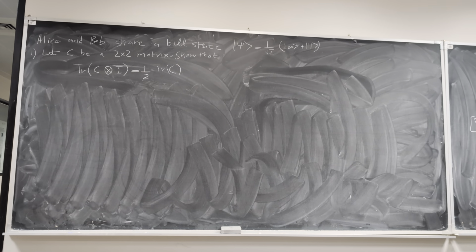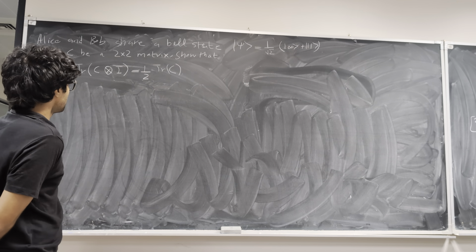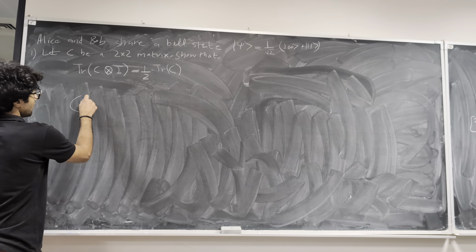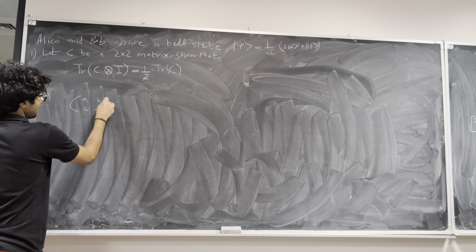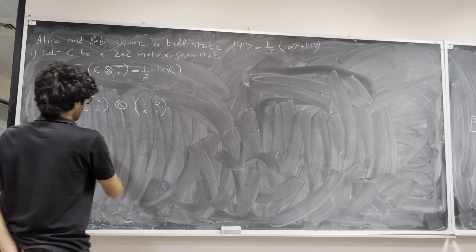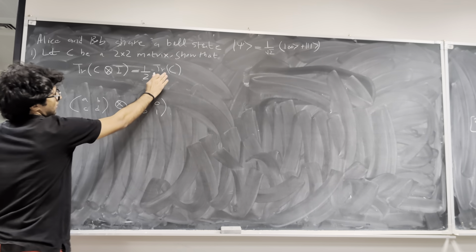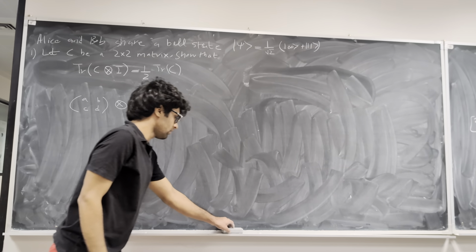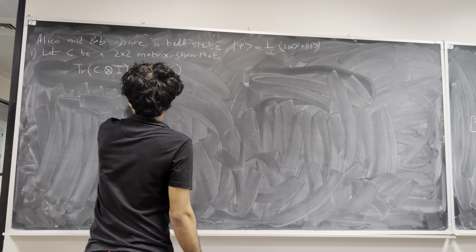So how should I approach this? You can define C as a, b, c, d, and just take the tensor product with the identity matrix, take the trace of that and then show that it's equal to half times the trace of C. So what you're saying is I define it as a, b, c, d, tensor it with the identity, multiply them, take the trace and show that this is equal to this. That works. But let's do it another way.